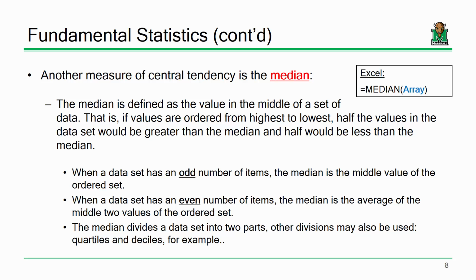Does that make sense? Now, a little bit on the specifics. If you have an odd number of terms, the median is the middle value. So if you have 5 terms, 1, 2, 3, 4, 5, the one in the middle is your median. If you have an even number, let's say 6 terms, 1, 2, 3, 4, 5, 6, there's no middle term, so the median is just the average of those two.